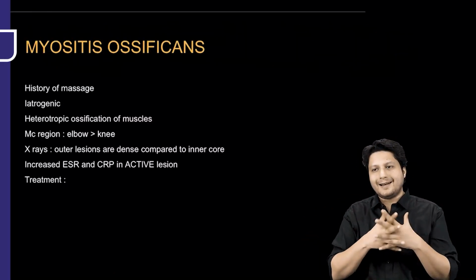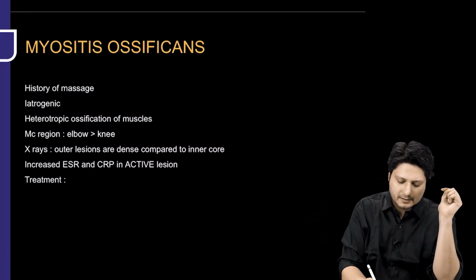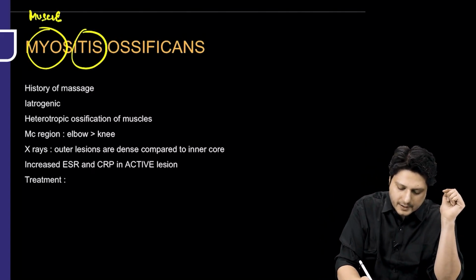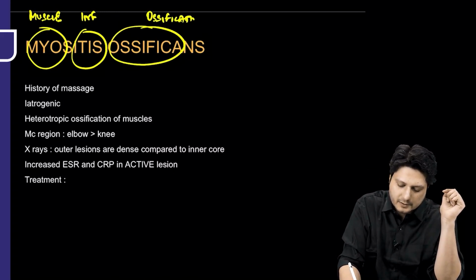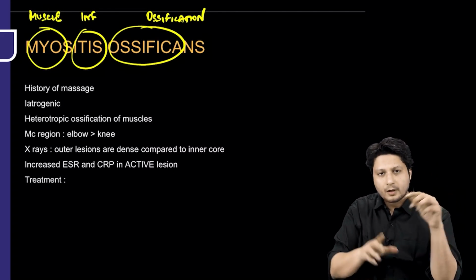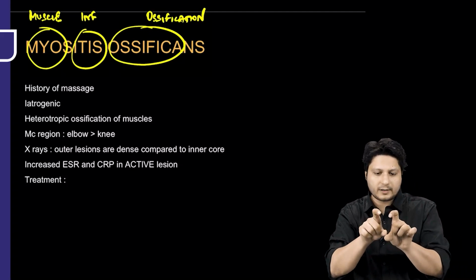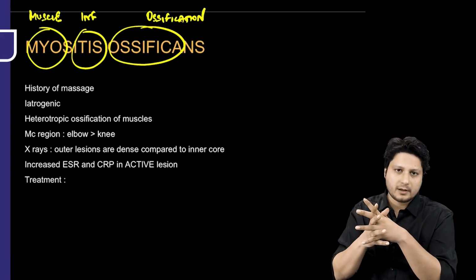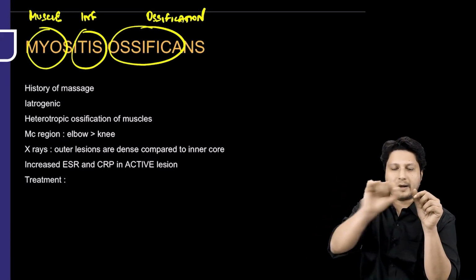Now first of all, let us understand the heading itself. Myo means muscle. Itis is the inflammatory pathology. Ossificans means ossification. Simple. That means bone formation. So what does it mean now? That the muscle gets inflamed, or there is an inflammation of muscles which ultimately will result in ossification. So it is an inflammatory ossification of the muscles. Remember, that is myositis ossificans.